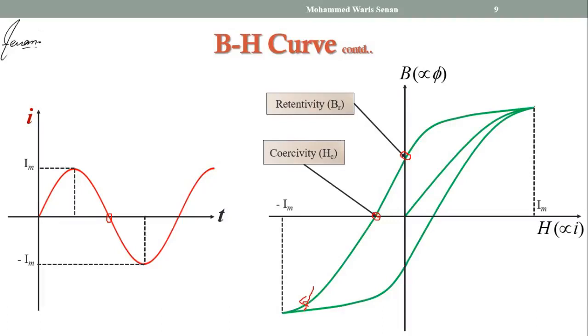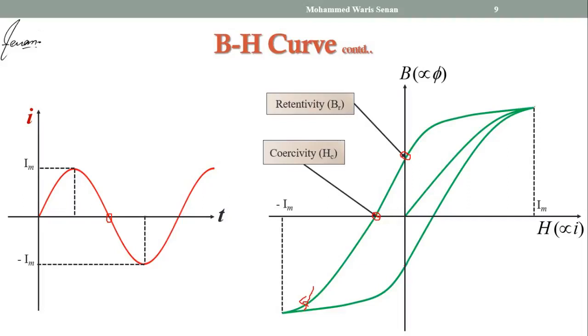So there are only 2 points to be noted here. One is retentivity, and one is coercivity. Retentivity is the ability of a magnetic material to retain magnetic field even after the removal of the applied magnetic field. And what is coercivity? It is the amount of applied magnetic field required in the opposite direction to make the residual magnetism 0. So these are 2 very important points of the BH curve.